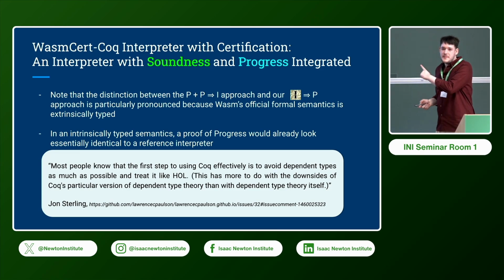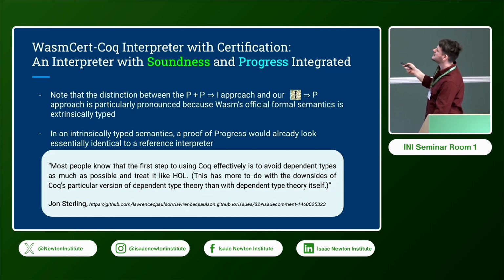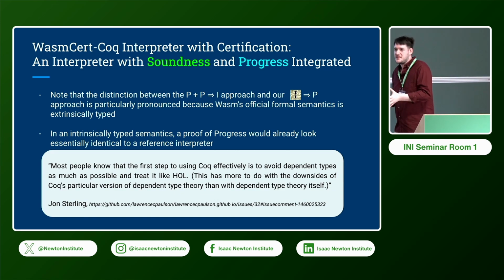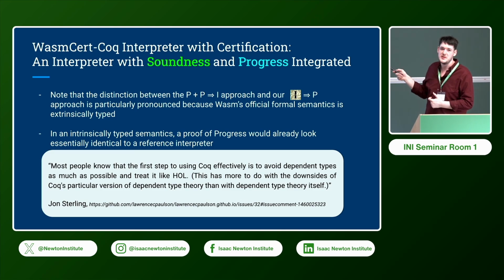And this is the slide about intrinsically typed semantics and definitional interpreters, so we can have a little bit of a discussion here. So the distinction between what Phil is doing with this progress plus preservation implies an interpreter, and what we're doing with a fancy interpreter implies progress. The reason that's relevant is specifically because we have a separate inductive semantics. If you're in a world where your definition of the semantics is an interpreter with intrinsic types, there's pretty much no distinction between these 2 things.